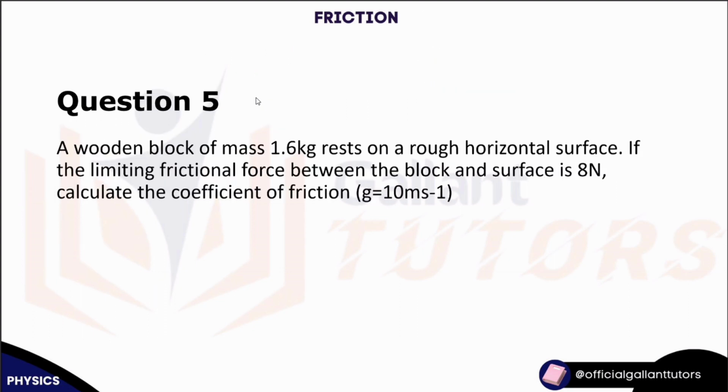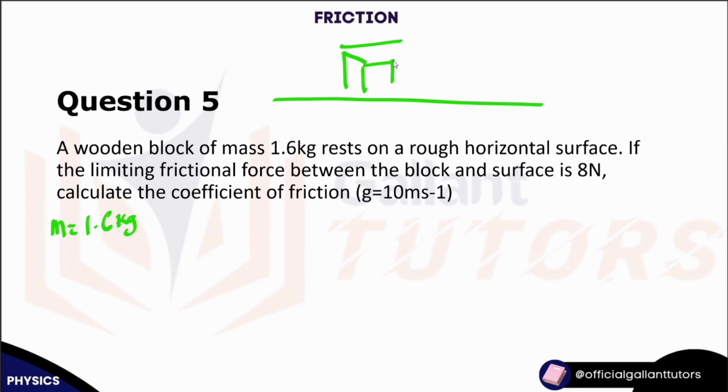Alright, the next one, question 5. Now they said a wooden block of mass. So let's write out the parameters. Whenever you see a question like this in an exam, write out your parameters first. That's the first thing to do. So our mass is equal to 1.6 kg, resting on a horizontal surface. Alright, let's assume this is a horizontal surface. So we have a box on this part.